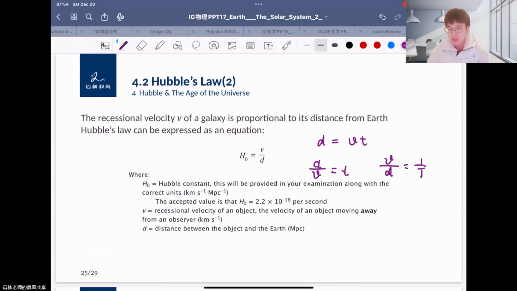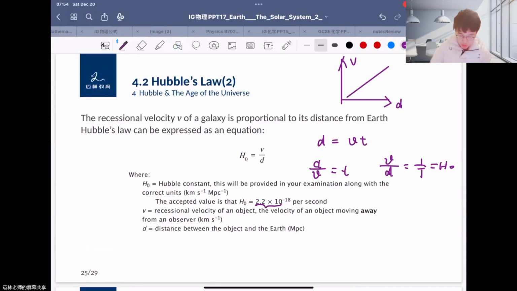In past lessons, velocity meant the orbital speed, right? But now velocity means the expanding speed. The distance means the distance between the star and the observer. Here, 1 over time taken we can represent with another constant. It is Hubble's constant, H0. Last lesson we said scientists did much research and found that the velocity is directly proportional to distance. So H0 is the gradient right here, and it is a constant value.